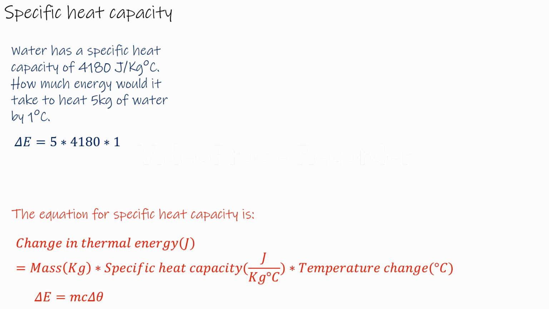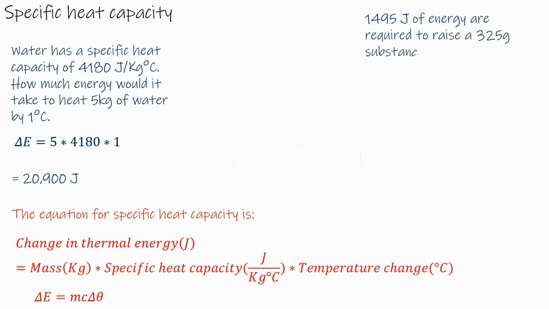is going to be 5, as we've got 5 kilograms with mass, times our specific heat capacity of 4180, times that 1 degree, and putting this in a calculator, we get an answer of 20,900 joules. Really simple. Our next question is a little more difficult, as it requires us to rearrange the equation somewhat.